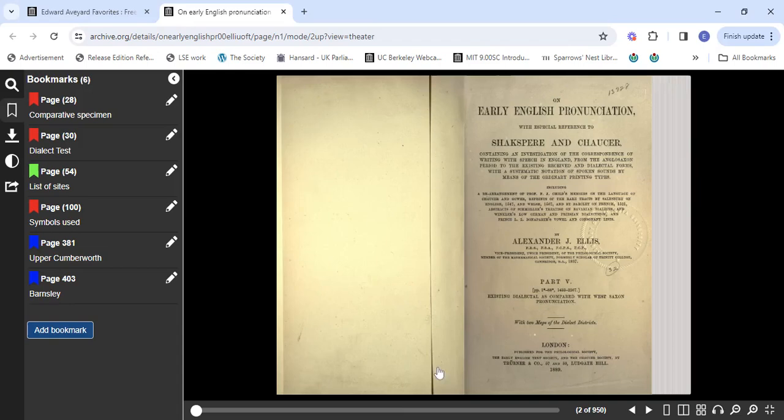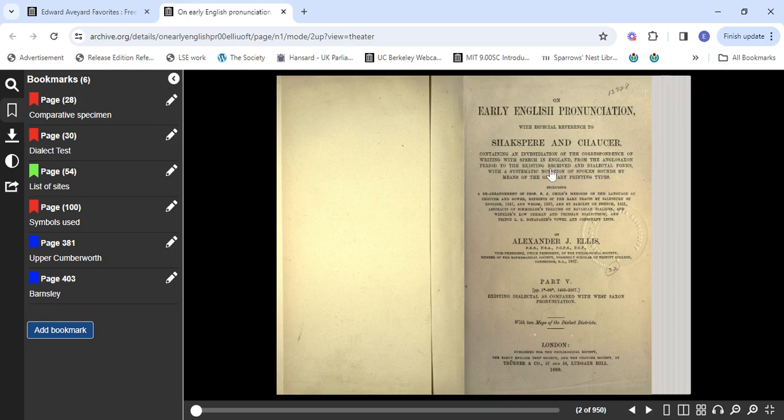Good evening. There are a lot of people on YouTube talking about accents and dialects, but I don't think anyone has ever mentioned this book, which is probably the earliest attempt to investigate dialects in Great Britain systematically. This was written by a man called Alexander John Ellis, who was acknowledged by George Bernard Shaw as one of the inspirations behind his character Henry Higgins in the play Pygmalion.